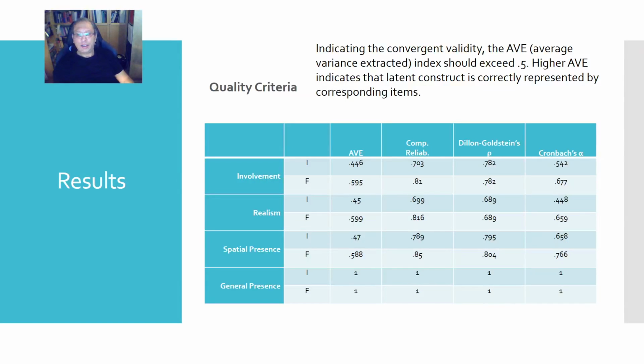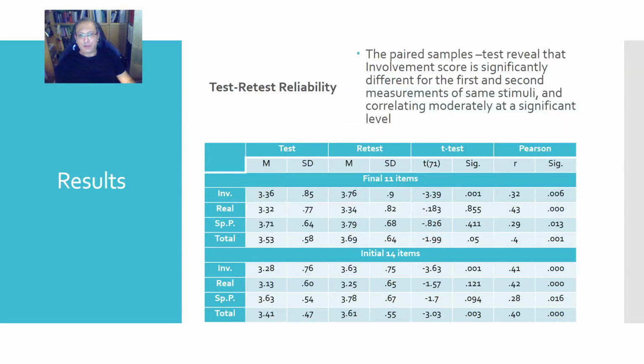Also the indicators of reliability, Cronbach's alpha, Dillon-Goldstein's rho, and composite reliability, there is an improvement in all of those indicators when we remove these 3 items. When we check the test reliability, both the 14 item and 11 item versions were capable of providing test reliability. The Pearson correlations were significant for both versions on each of those dimensions and for the overall scale.